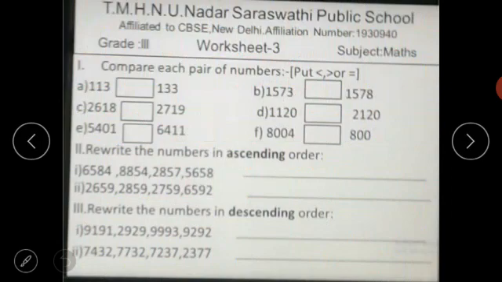Then the third one: rewrite the numbers in descending order. What is descending order? Biggest to smallest. Arrange the numbers in this order. First write the biggest number, next the next number, and at last write the smallest number. Have you cleared this one?